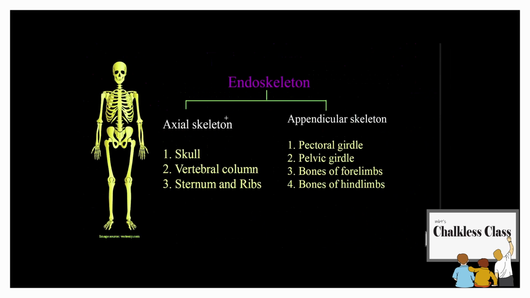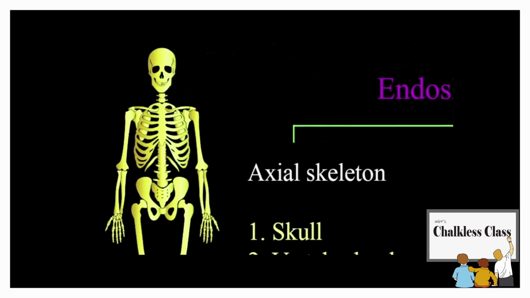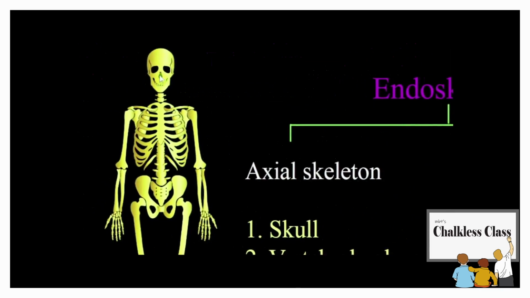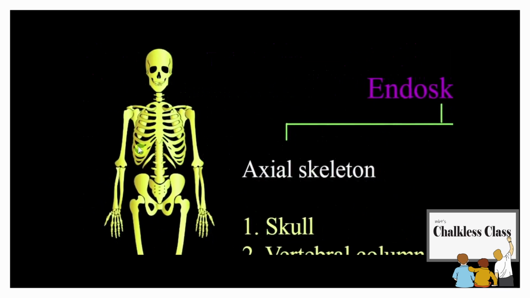The endoskeleton in humans or the vertebrates is divided into two types. One is the axial skeleton and another is the appendicular skeleton. The bones of the axial skeleton are present in the line of the body axis. They include skull, vertebral column, sternum and ribs.